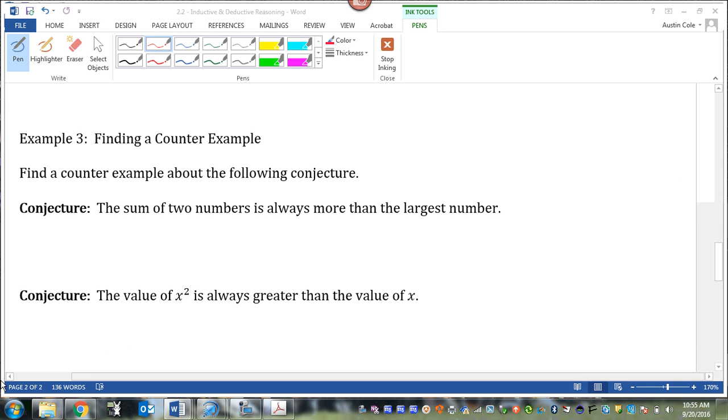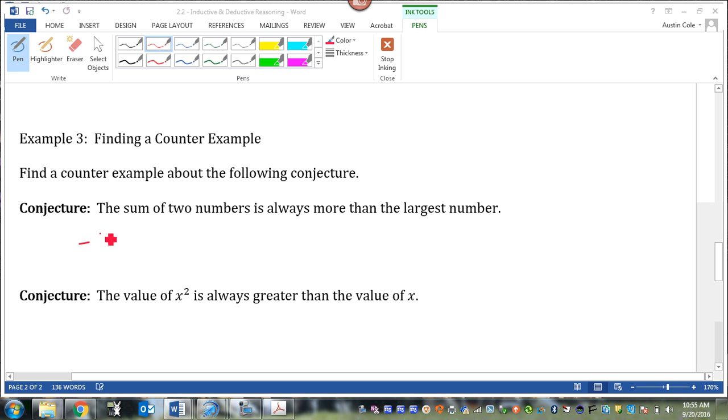So here's your conjecture. The sum of two numbers is always more than the largest number. What would be a counterexample to disprove that? Go for it. Like adding up two negative numbers. Adding up two negative numbers.